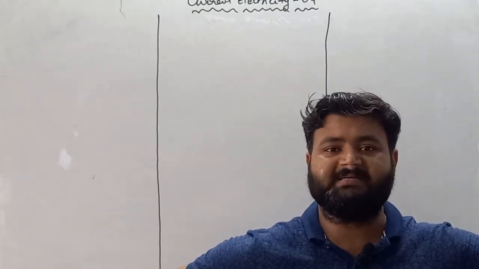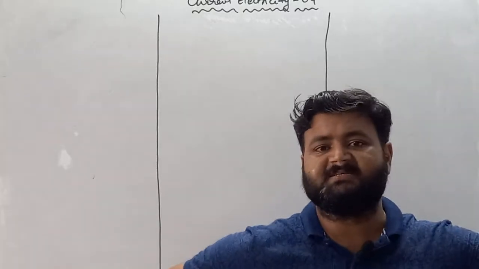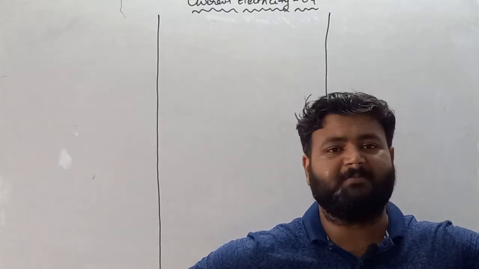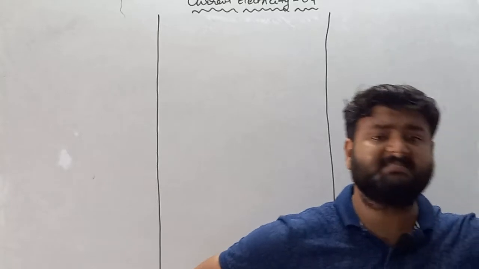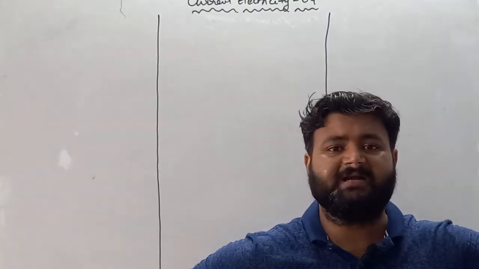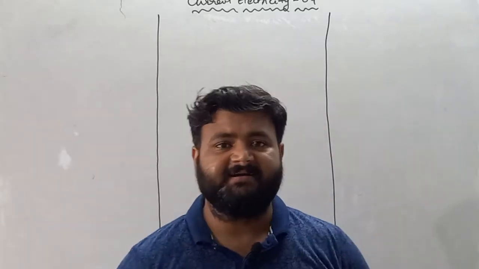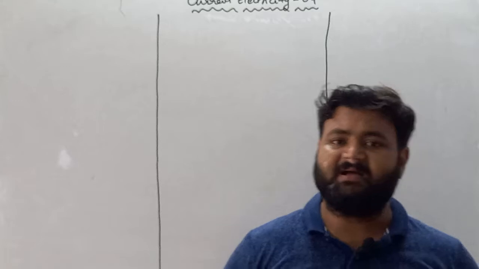So I hope you all understand the topic. Then we discussed the resistance of any conductor. It is R equals rho L by A. Rho means resistivity, that is a material constant, my dear student. For different materials the value of resistivity is different. L is the length of the conductor and A is the area of cross section.